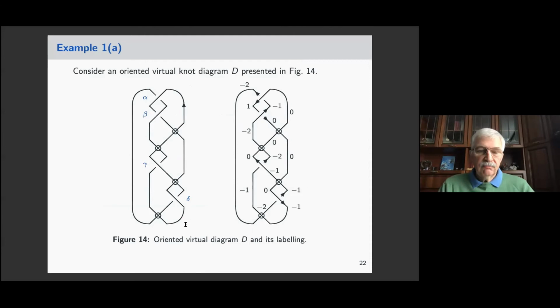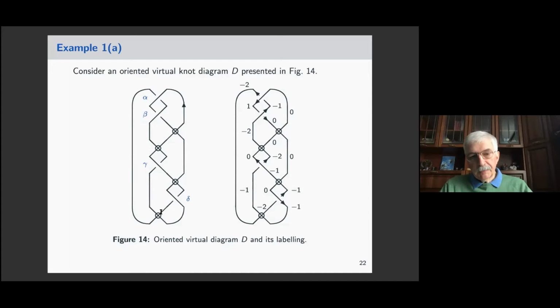And to make the situation clear, I would like to present you an example of calculations. Let's just look at this example. So suppose we start from the oriented virtual knot diagram D presented in figure 14. In this figure we have four classical crossings denoted by alpha, beta, gamma, and delta. And we have four virtual crossings which are denoted by circles.